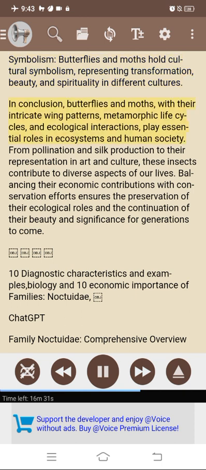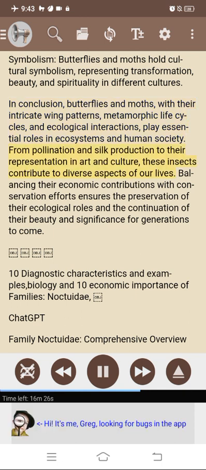In conclusion, butterflies and moths, with their intricate wing patterns, metamorphic life cycles, and ecological interactions, play essential roles in ecosystems and human society. From pollination and silk production to representation in art and culture, these insects contribute to diverse aspects of our lives.